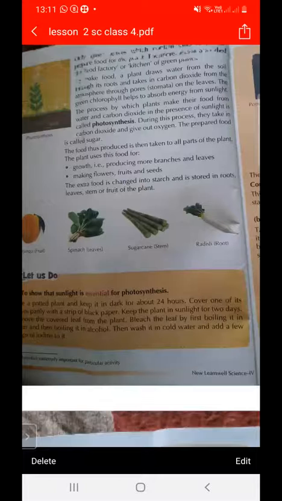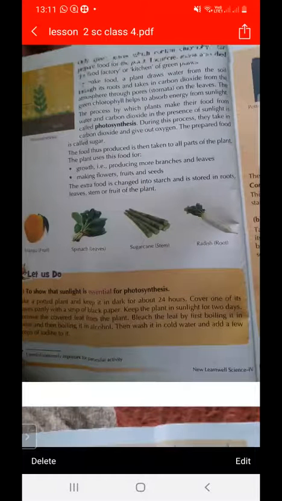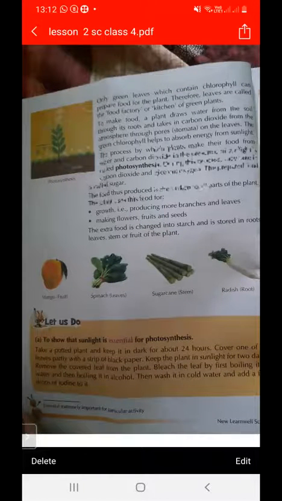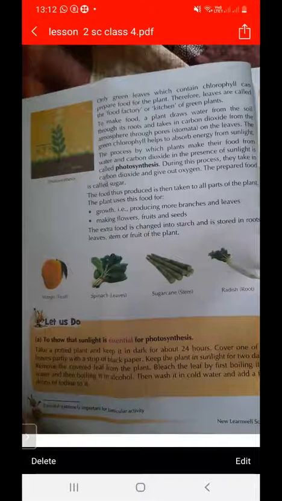Next is, let us do, to show that sunlight is essential for photosynthesis. Now we will do activity one. What is activity one? How will we prove that for photosynthesis sunlight is very necessary?